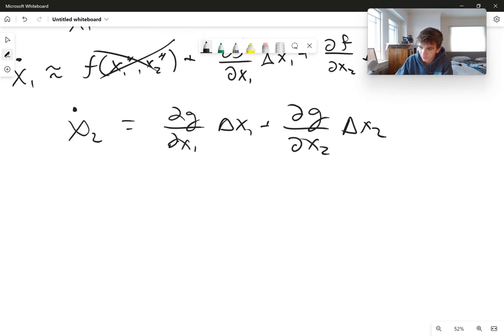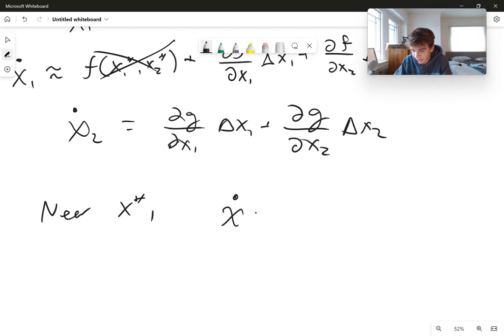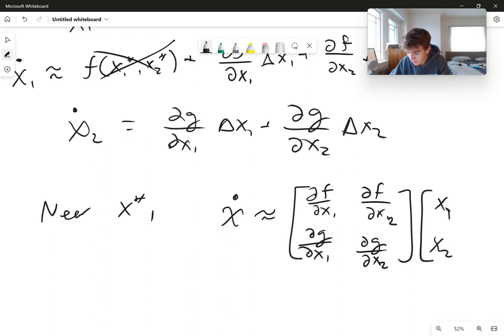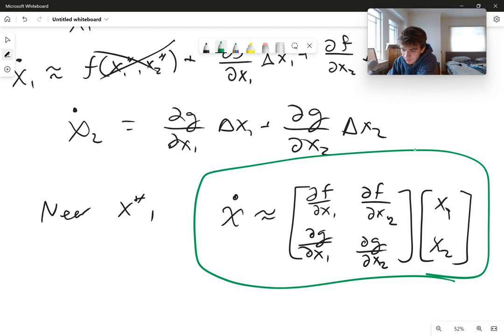And so we can say that near the fixed point, near x star, the system x dot behaves approximately like the Jacobian, partial f over partial x1, partial f over partial x2, partial g over partial x1, partial g over partial x2, times x1, x2. Okay, where technically this is delta x1, so technically this system, if I do a change of coordinates so that my fixed point is my origin, then this will make sense. And if I don't want to do the change of coordinates, I'd have to actually require that this is x1 minus x1 star, and this is x2 minus x2 star, okay?